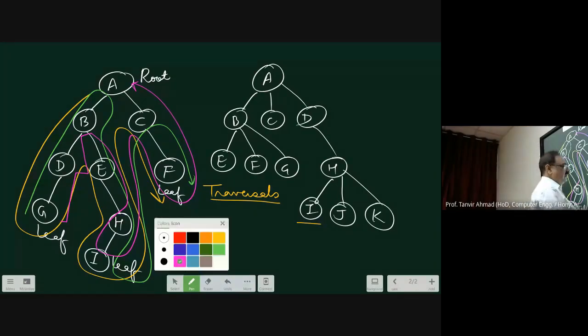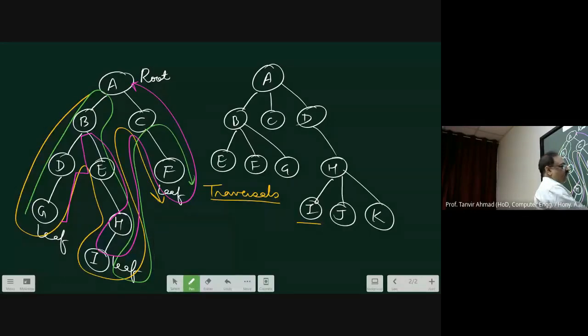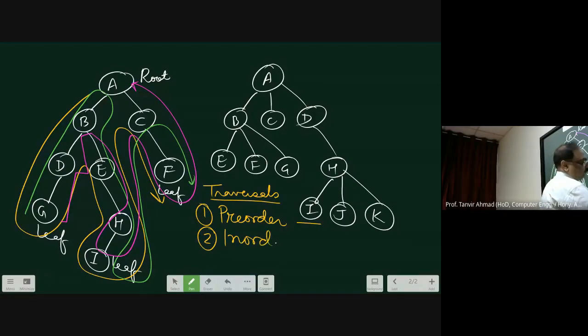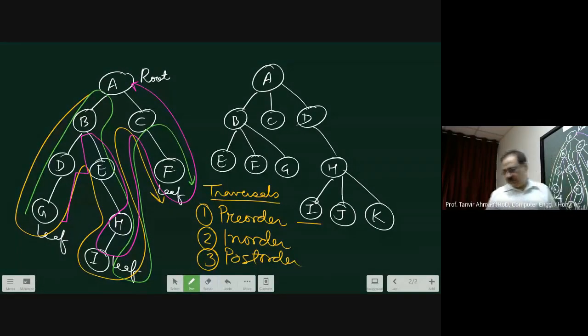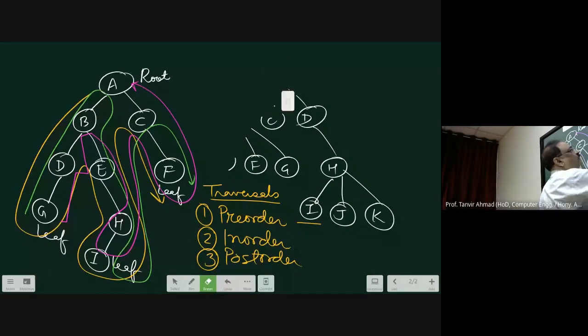Now, with this one, we define the traversal as three types. One, we call it pre-order. Second, in-order, and third, we call it post-order. Now, pre-order, in-order, and post-order are the three types of traversal that you can do. Now, here, let me try to show you how you are going to perform a traversal.